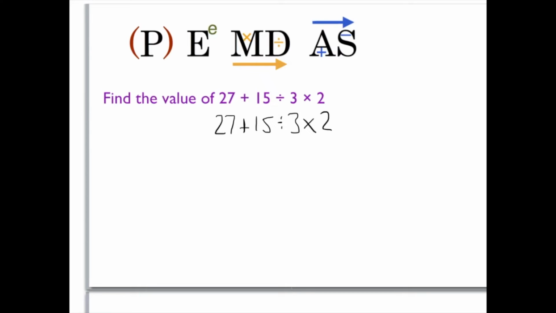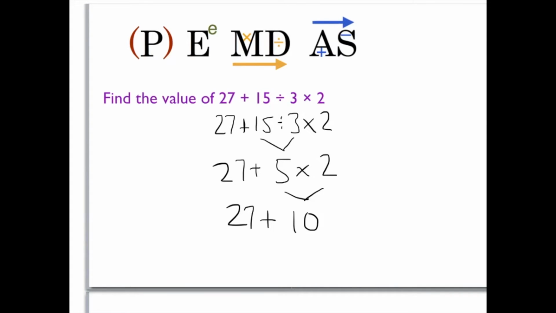So our division comes first because it's on the left, so we're going to do that one first. 15 divided by 3 gives us 5. Now I'm going to go ahead and stick that 27 plus 5 in there and bring down the multiplication as well. So now we've got 27 plus 5 times 2. Continuing on, we do have some multiplication here, and that comes before addition, so we're going to go ahead and multiply 5 times 2. Again, bring that 27 plus down, and now we've got 27 plus 10, and we can do that and get 37 as our final answer.